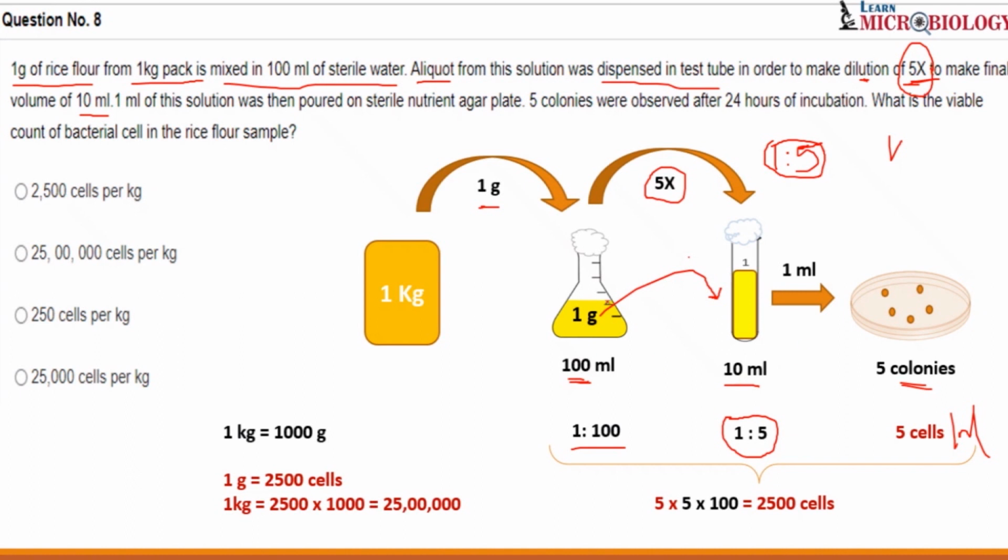Now, before understanding how many cells will be present in 1 gram, what did we used to do? We used to multiply with the dilution factor, remember? We used to multiply the dilution factor. So first let's find what the dilution factor of this is.